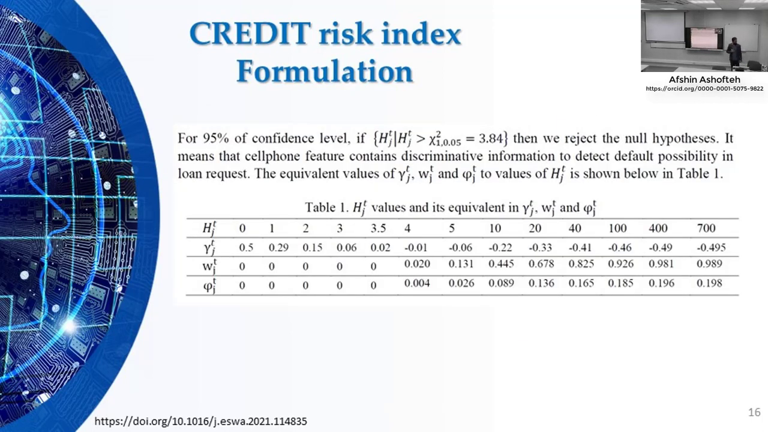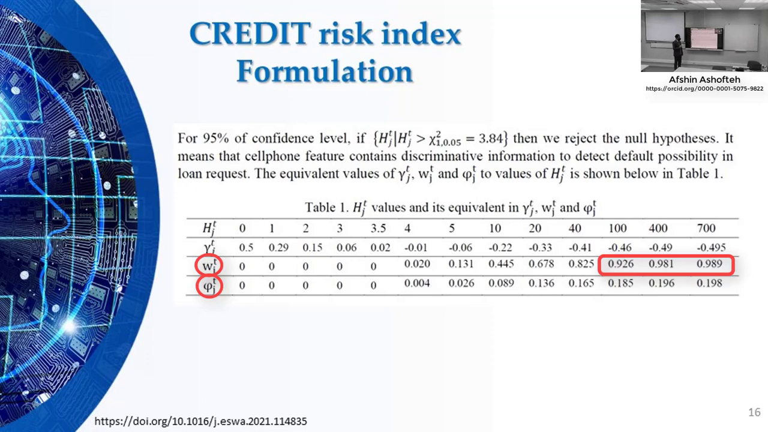Okay, now the equivalent values of omega JT and WJT to values of phi are shown in this table. So this table shows that WJT and phi react impressively to the change of omega in this interval, as we can see in the table. So W close to 1 shows the high capability of the feature to recognize the credit level of the customer. A trend towards 0 means the probability of the feature's influence is decreasing.